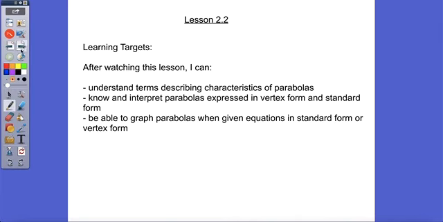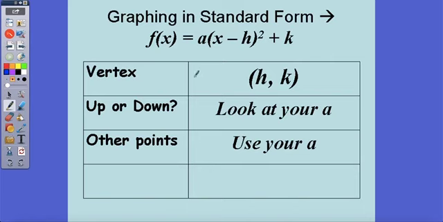Okay, so starting out, we're knowing this as vertex form. The reason why we call this vertex form of a parabola is because the vertex of the parabola is apparent in the equation. So the vertex is located at the point (h, k). Notice how you reverse the sign of the term inside.